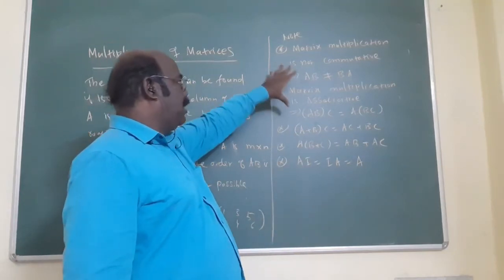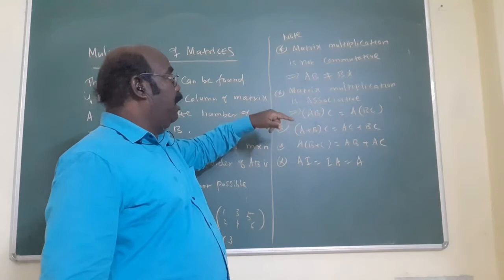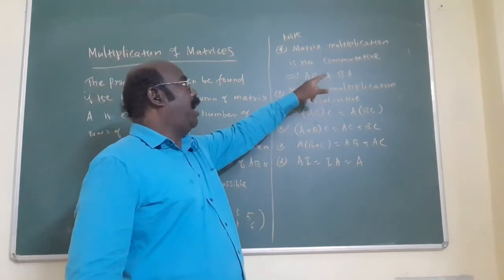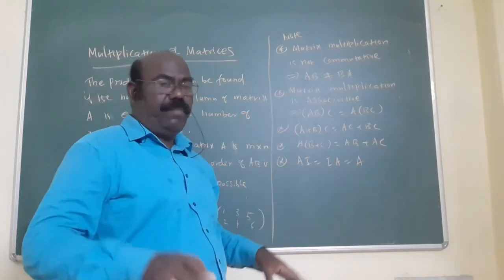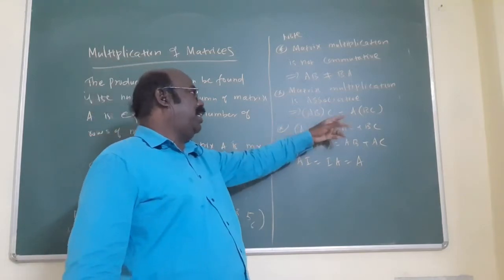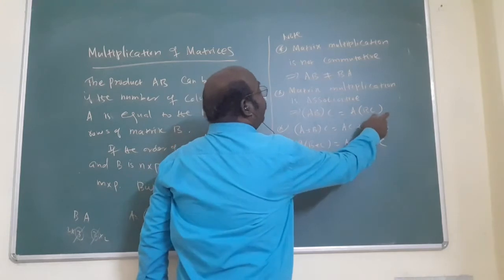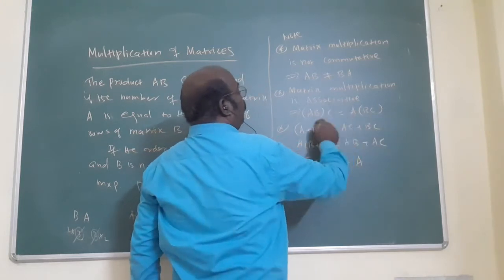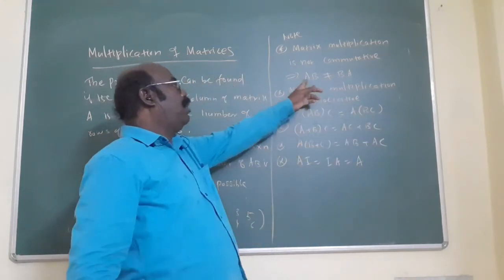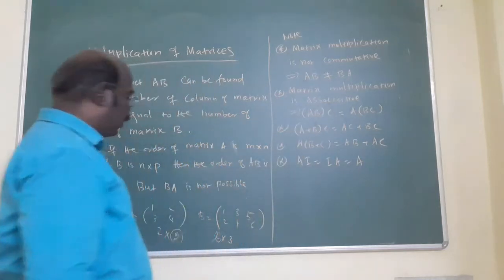But this is an important concept. Our important concept: AB and BA are definitely not equal. But AB with C, here ABC, only the bracket changes. This is called the associative property. This will be equal. This is not equal. This is equal. That's a very important concept.